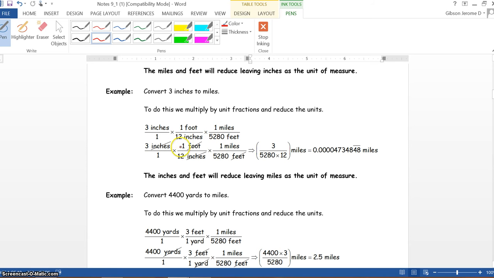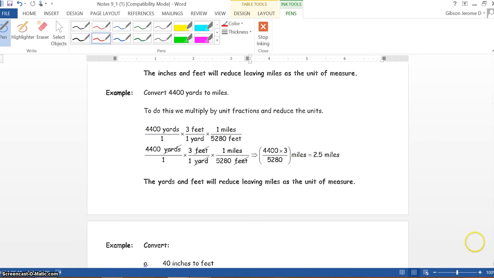So if you notice, inches simplify with inches, foot with feet here, and we multiply straight across. This will give us 3 over 5,280 times 12. You can put that in your calculator. And once you're finished, this is the final answer here. Now, the inches and feet will reduce, leaving miles as a unit of measure, which we already discussed.